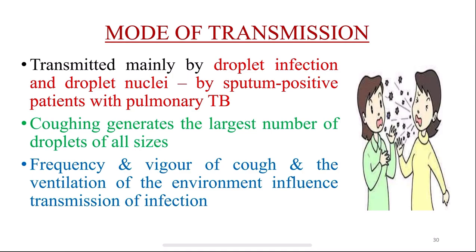Coughing will generate the largest number of droplets of all sizes. The frequency and the vigor of the cough, and the ventilation of the environment, also influence the transmission of infection. As I told you earlier, the social factors also play an important role along with the medical factors. So social factors like the ventilation of the environment also influence the transmission of infection.